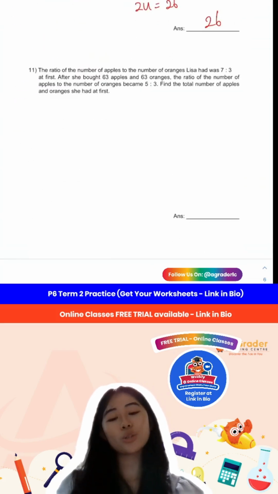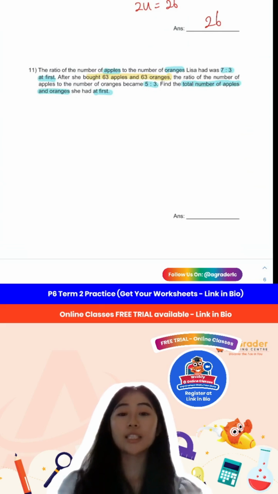Okay, so the ratio of apples to oranges Lisa had was 7 to 3 at first. After she bought 63 apples and 63 oranges, the ratio became 5 to 3. So find the total number of apples and oranges she had at first. If you look at the yellow highlighted part, there is a certain concept that applies for this question. Do you all know what concept it is?